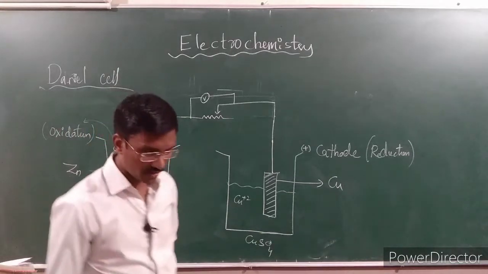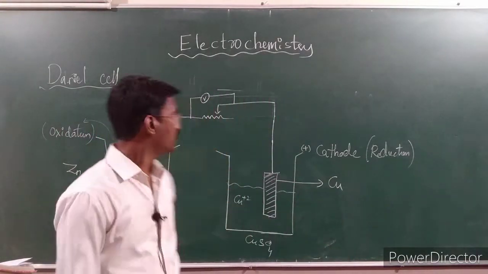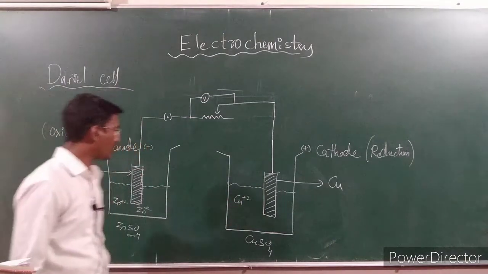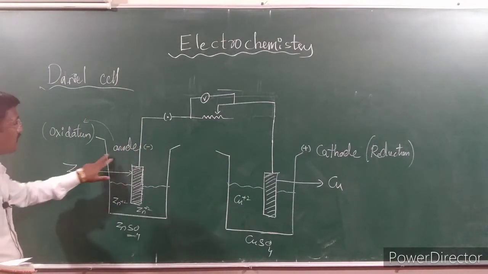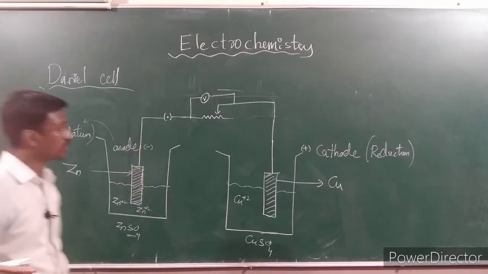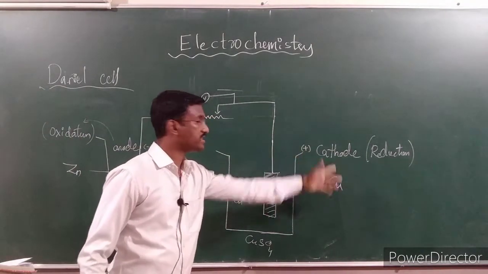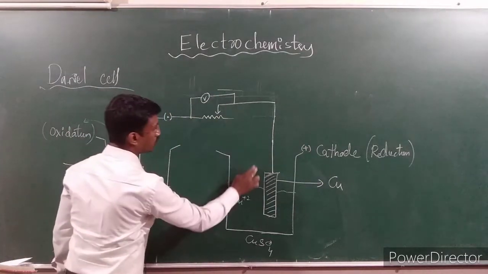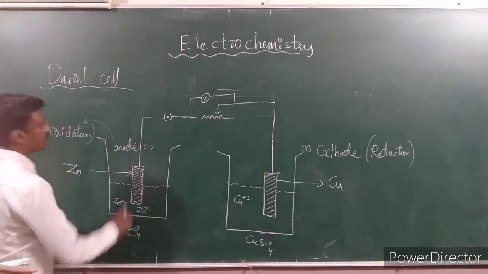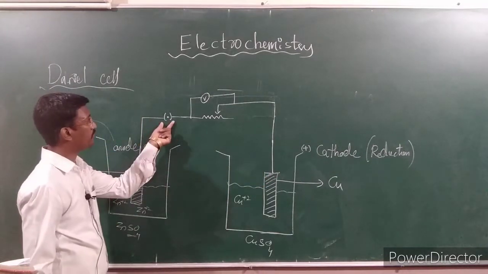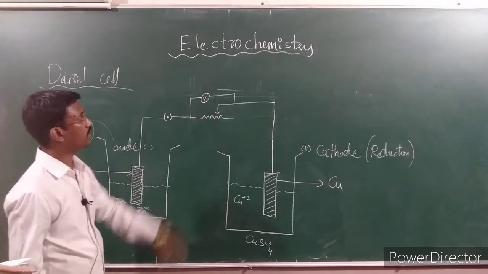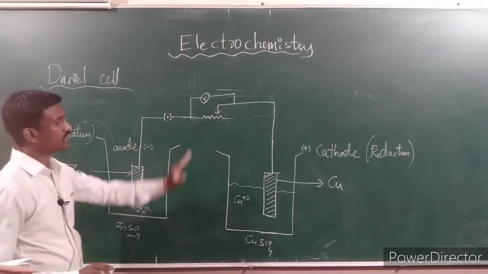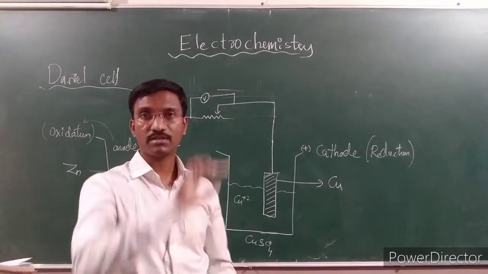The main condition here is, look here: a zinc rod dipped in a zinc solution, and a copper rod dipped in a copper solution. The zinc rod is called the anode, having a negative charge. The copper rod is called the cathode, having a positive charge. The zinc rod is connected to the copper rod by an external wire with the help of a plug key, variable resistance, and voltmeter. Can you see here? This is a circuit diagram.